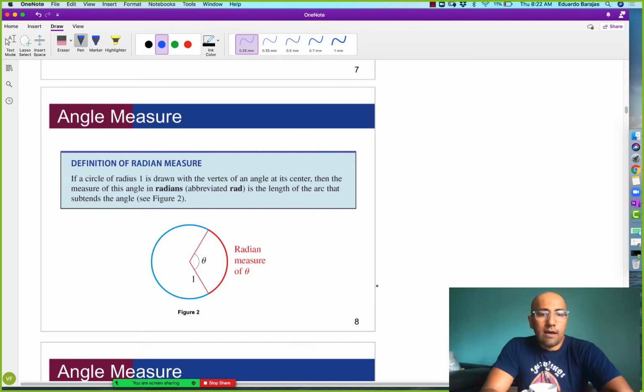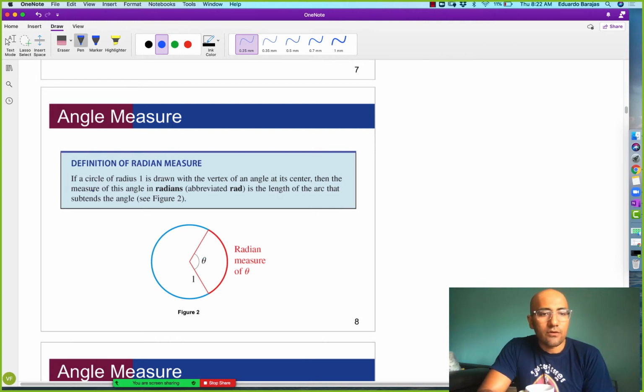Radians. So how are radians defined? Radians are defined by using the unit circle. That's important to remember. It's the unit circle, which means it's a circle with the radius is 1. And then we have some angle theta. Okay, so a radian is defined as the distance around the unit circle that is described by the angle that we're trying to identify.